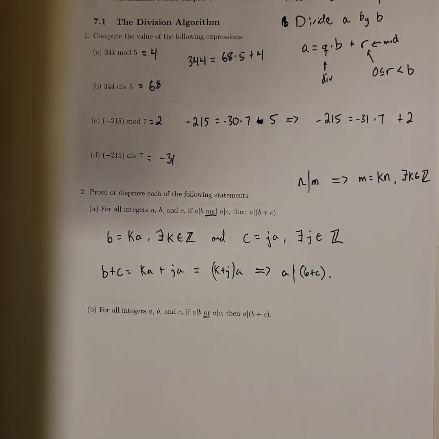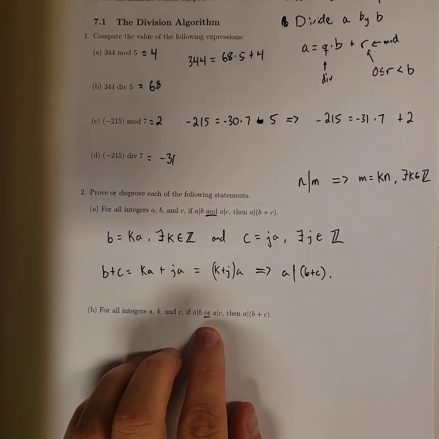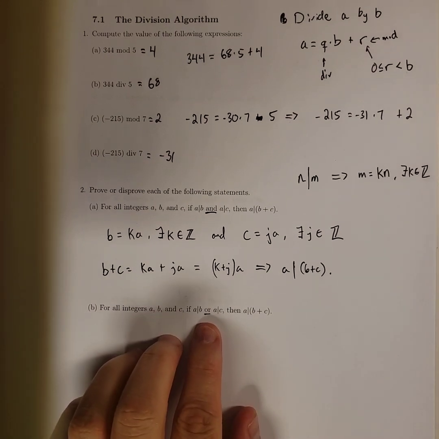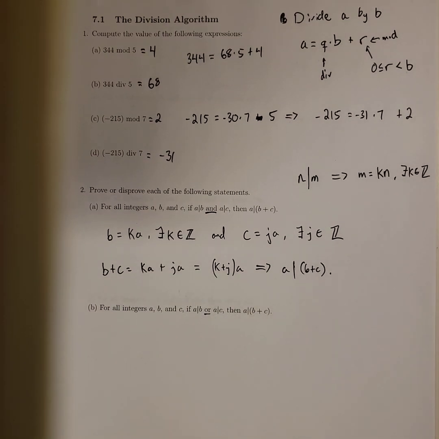Having an "or" at the beginning kind of makes this part of the statement weaker. If this was true, it would make the whole thing stronger. But we have less to work with because we only know one of them is true. And this ends up being false.